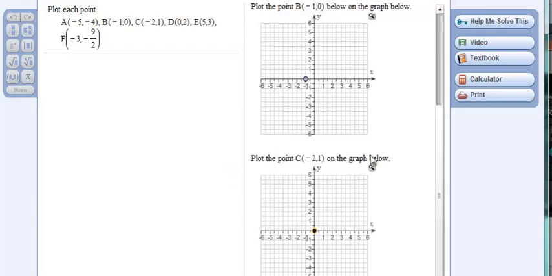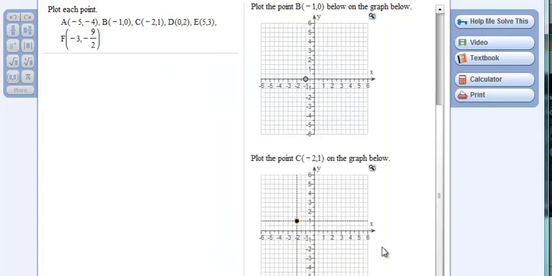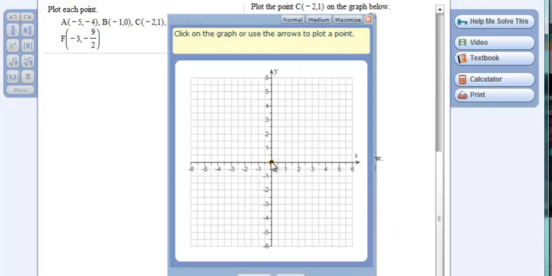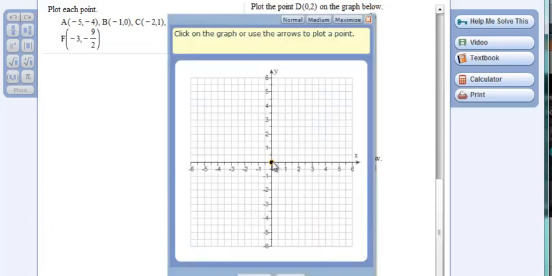Good job. Alright, we're going to keep going. C is -2, and then positive 1. Check our answer. Good job. And then D is 0, 2, so we're not going to go left or right at all. We're just going to go up 2 and put the point in there. Check answer. Good job. E is 5, 3. So that means we go to the right 5 and then up 3.